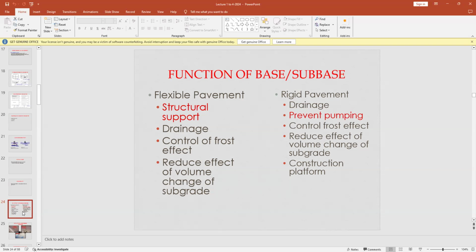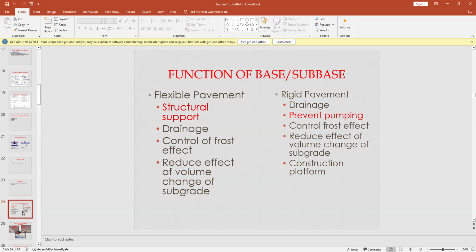So if you provide a granular aggregate base, a base that has enough space, it will stop creating that capillary action. You all know how a thicker tube reacts to capillary action compared to a thinner tube. So that's why it prevents pumping.